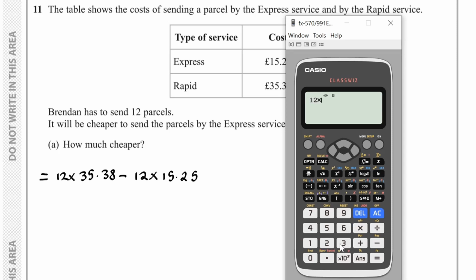12 times £35.38 minus 12 times £15.25, it turns out we get £241.56.